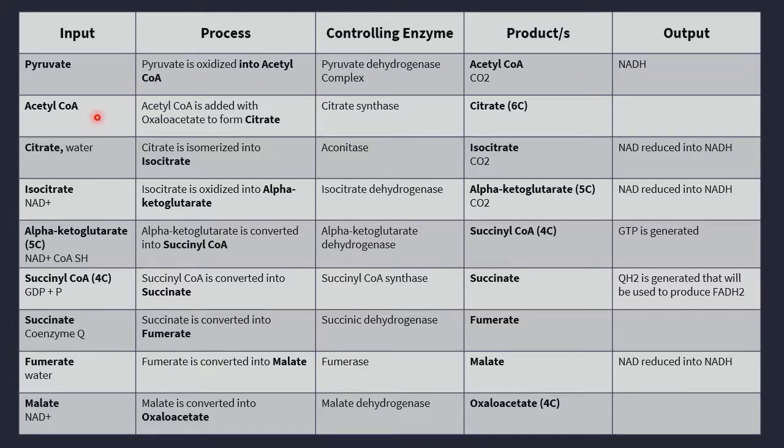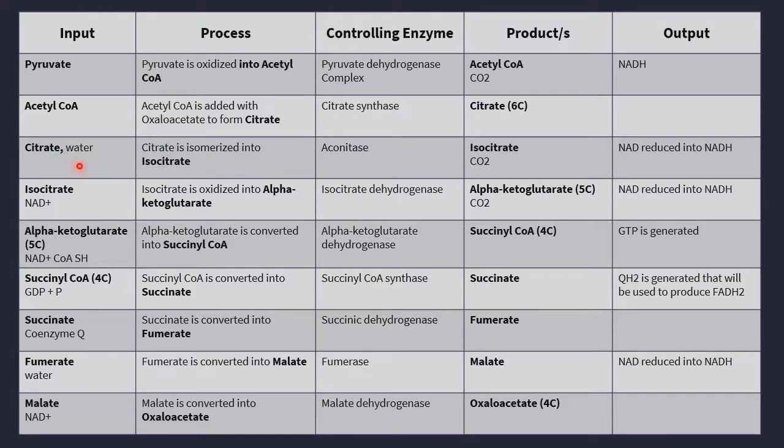Acetyl-CoA is our new input. So acetyl-CoA will be added with oxaloacetate to create the molecule called citrate. This is done by the controlling enzyme called citrate synthase. Citrate is a 6-carbon molecule. No output can be seen in here.